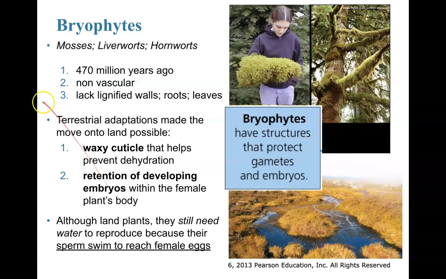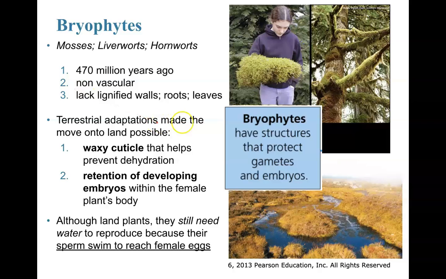So these guys are non-vascular. We're not going to see a xylem or a phloem or any type of vascular system that's going to transport water, minerals, nutrients throughout the plant. They lack lignified walls. They don't have lignin that we discussed, and they do not have roots. They do not have leaves. Basic root and shoot system is lacking.